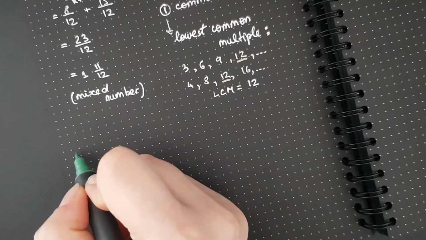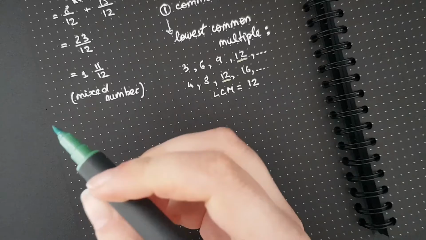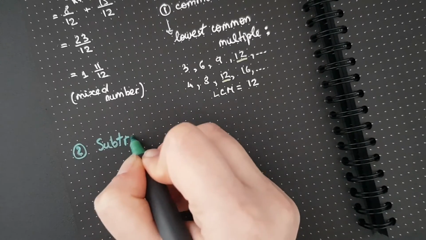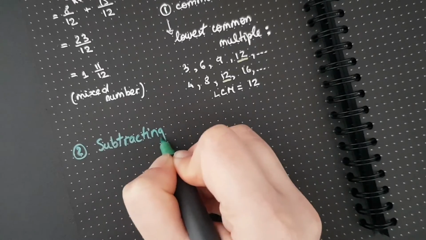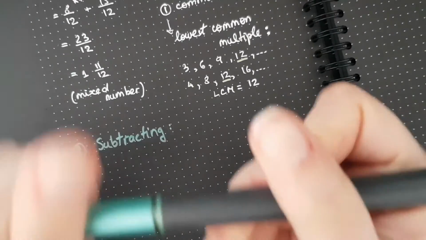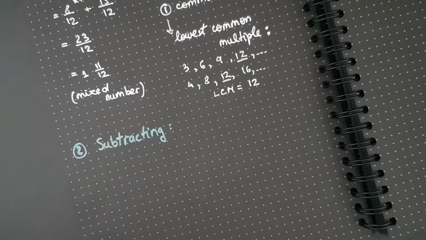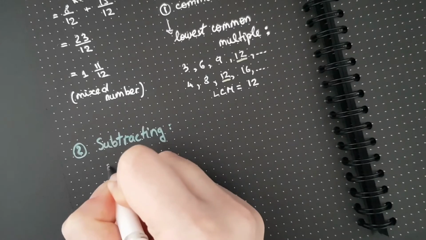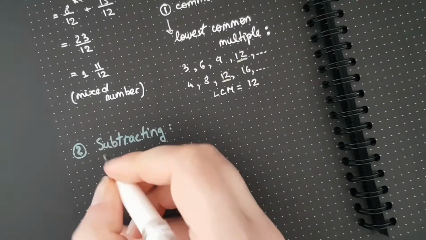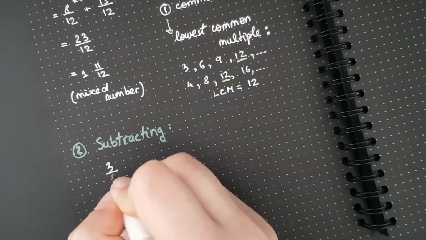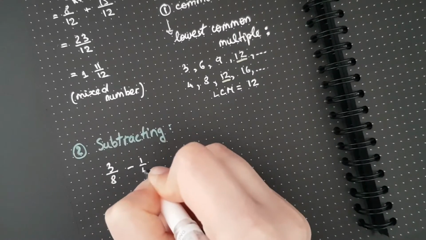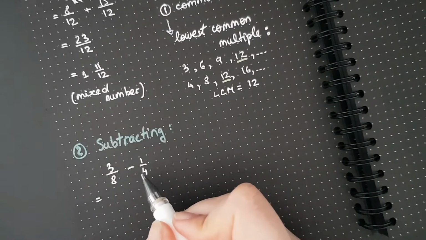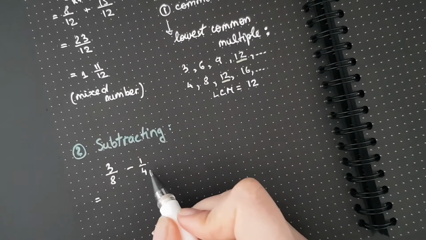So adding, I am going to do subtracting. Okay, so let's do 3 over 8, take away 1 over 4. So you already know I'm looking at 8 and 4. It's not a common denominator.